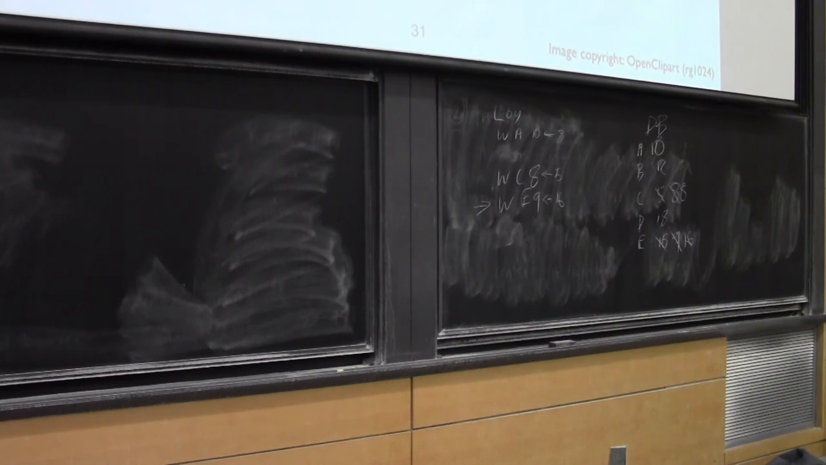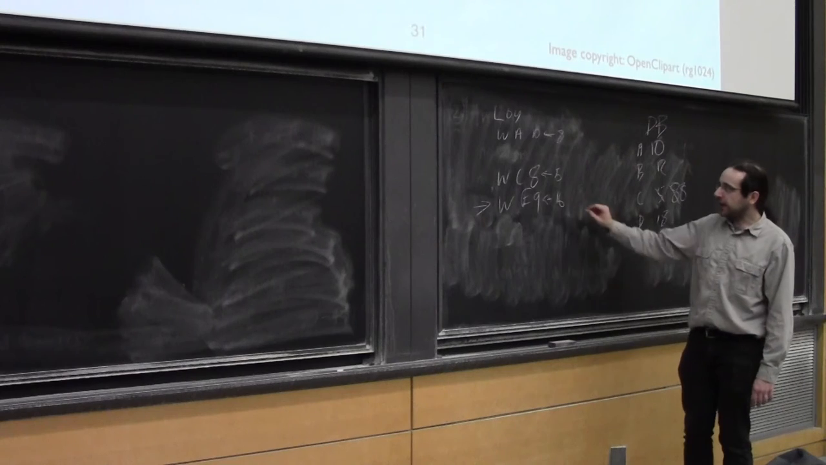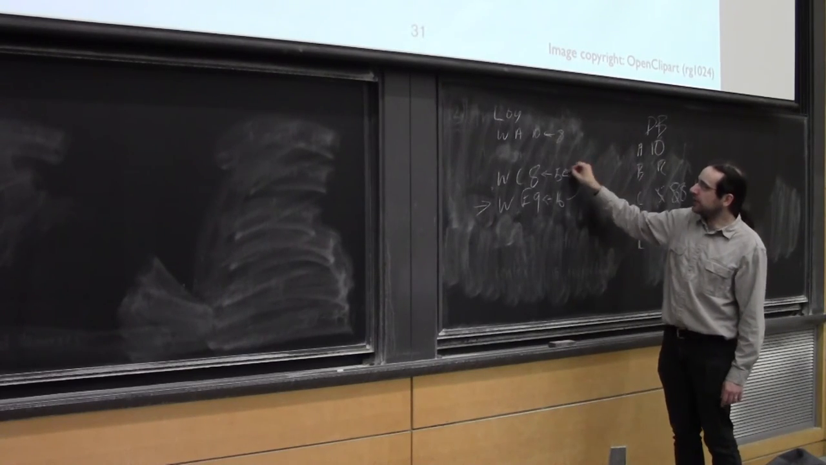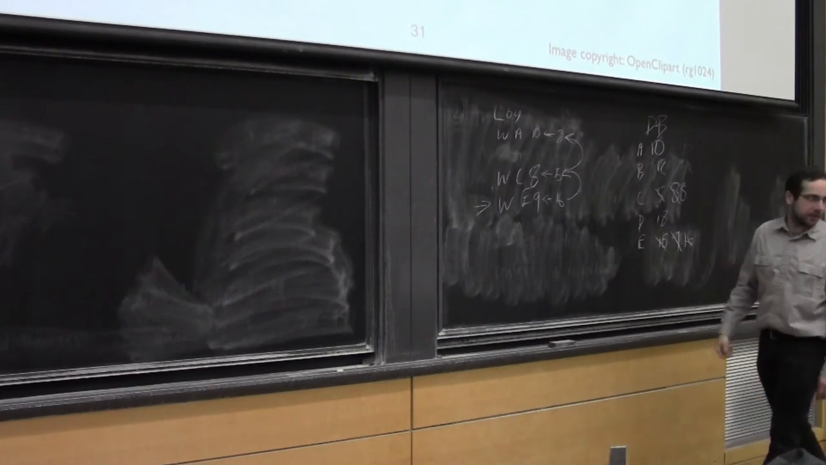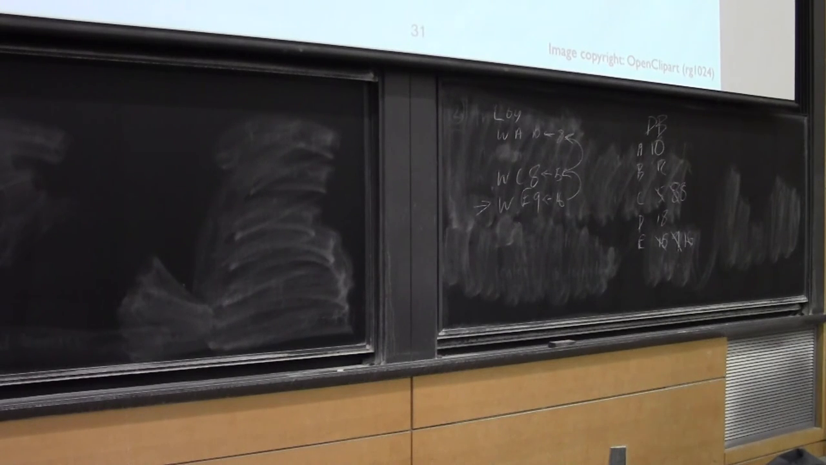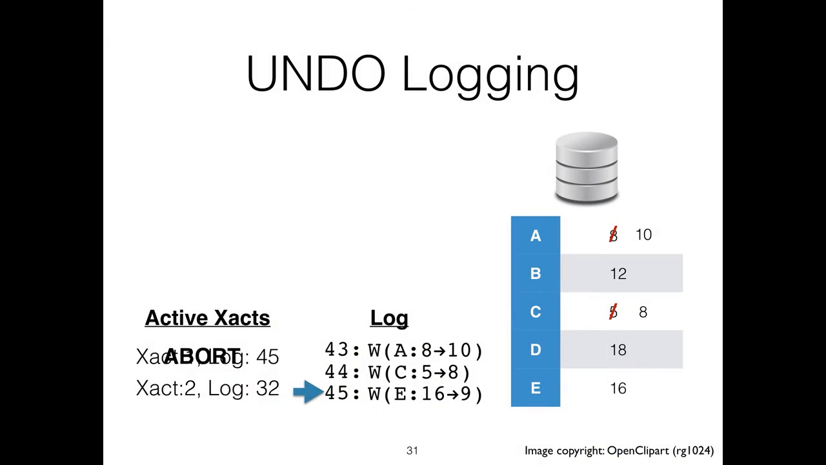Now, we also need to keep track of the remaining log entries that are associated with A. So we're going to basically keep these in a linked list. I'll get into a little more on that later. But here, let's assume that just these three operations are the entirety of transaction one. So we've undone the write to E. We can also undo the write to C. And we can undo the write to A. Questions so far?